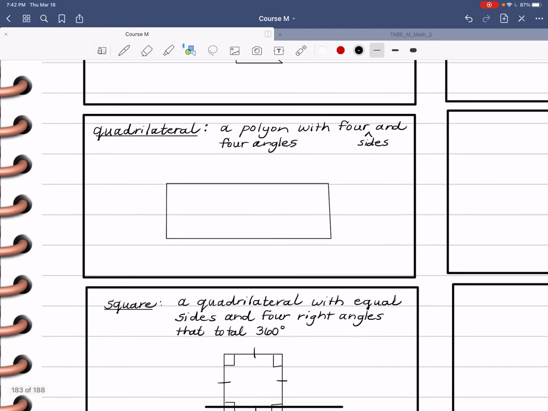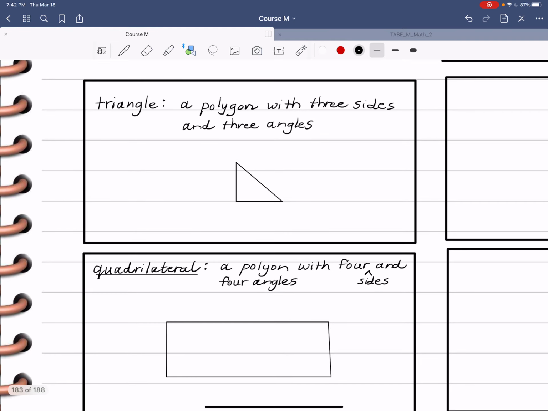Let's go back to triangle just a minute. I forgot to tell you, triangles have a total, not 360, of 180 degrees. All triangles have 180 degrees.